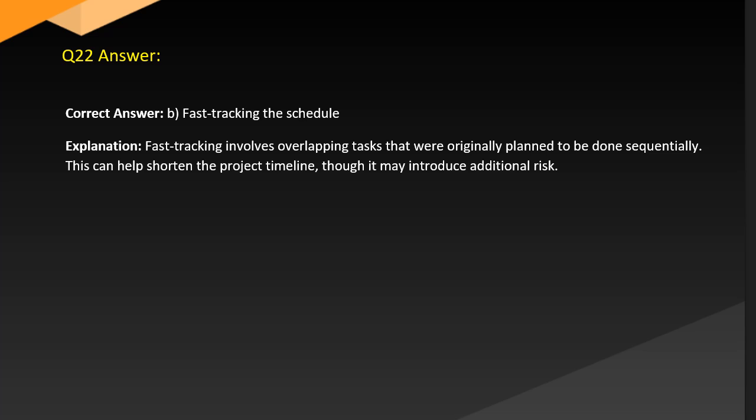Answer. Correct answer B. Fast-tracking the schedule. Explanation. Fast-tracking involves overlapping tasks that were originally planned to be done sequentially. This can help shorten the project timeline, though it may introduce additional risk.